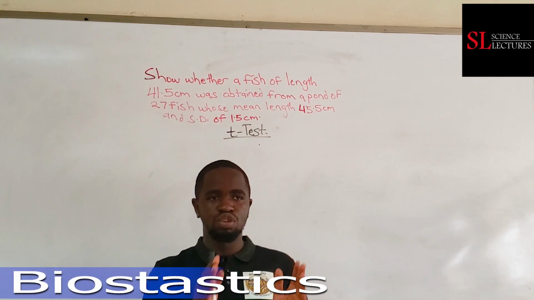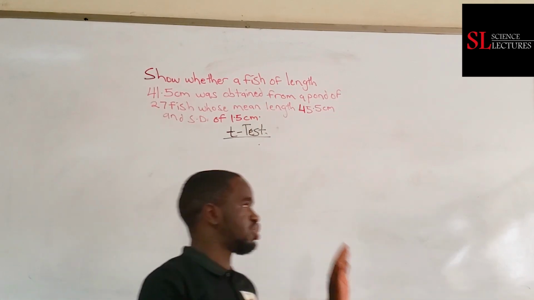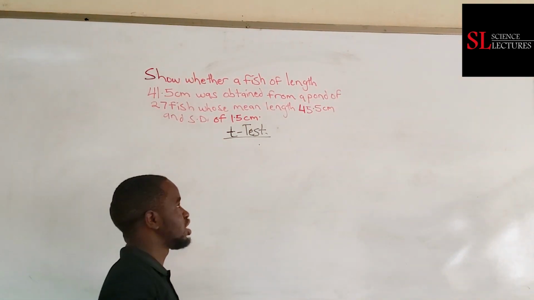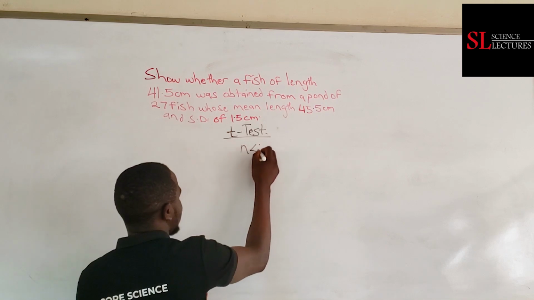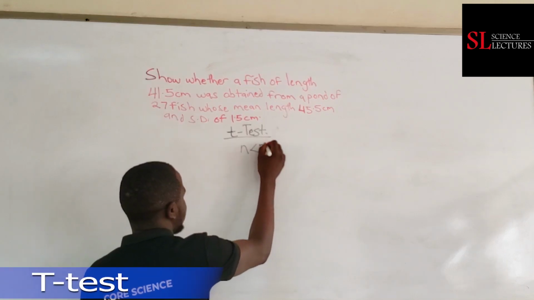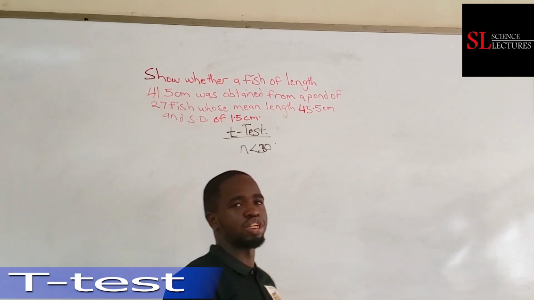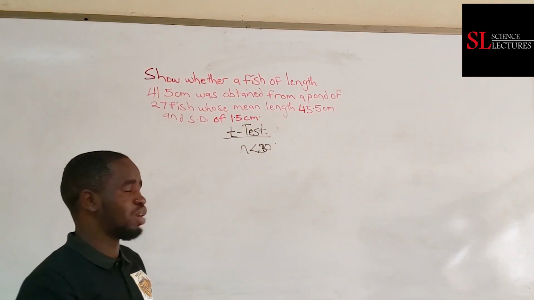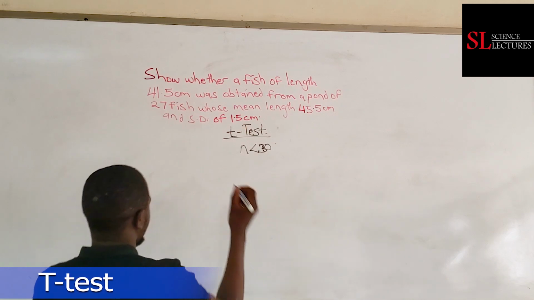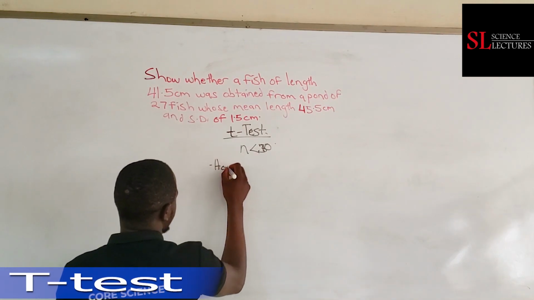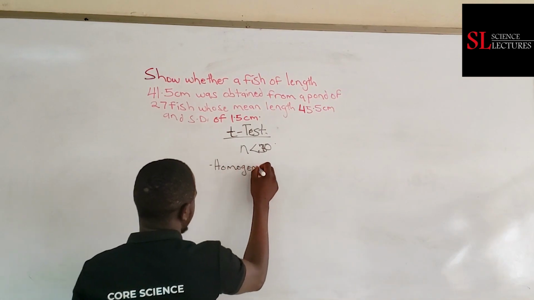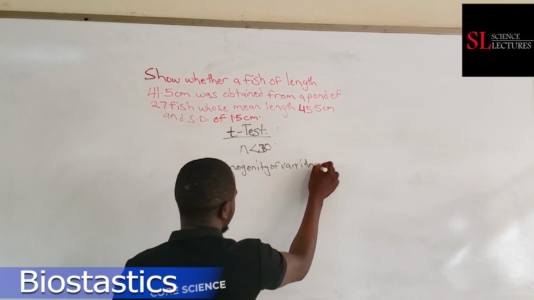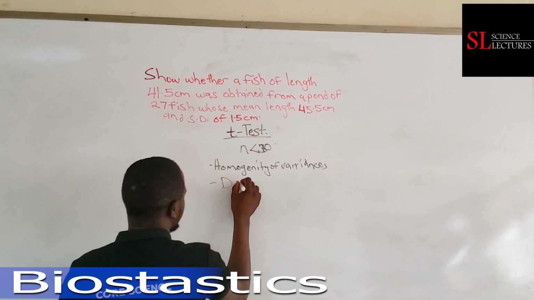So whenever you have two means, one of the tests that you can use to compare is a t-test, and a t-test is utilized when the value of n is less than 30. When n is less than 30 and you are comparing two means, that is when you use a t-test. Just like any other parametric test, it also assumes that we have homogeneity of variances, unity of variances. Data is normally distributed.